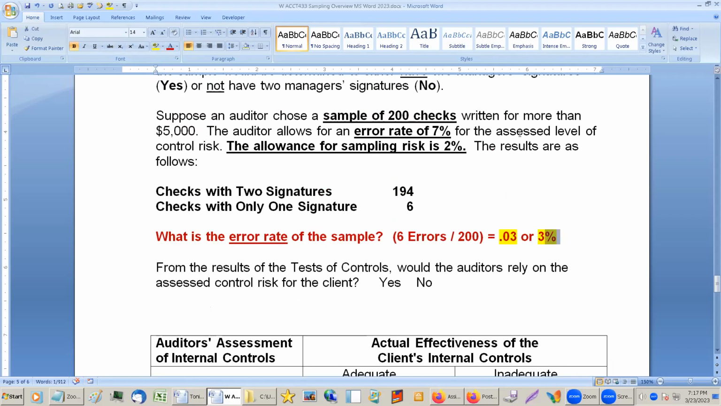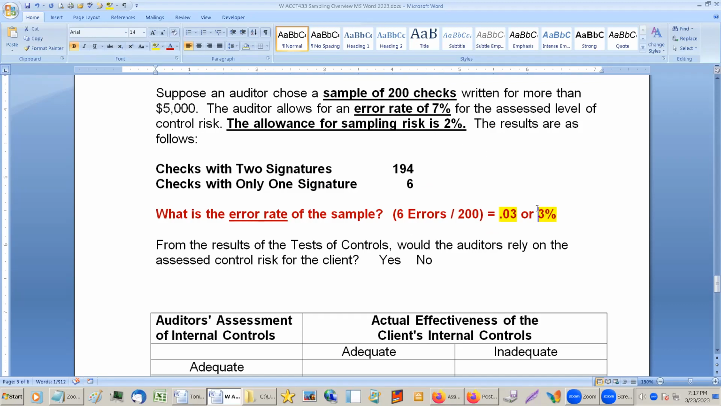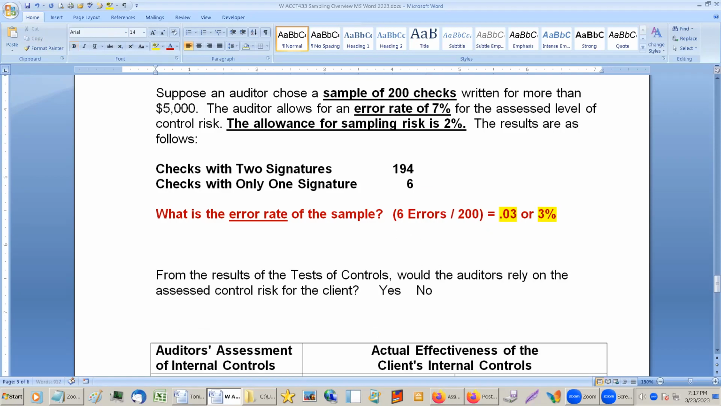Now, our allowance for sampling risk is 2, so this could be 3%, basically plus or minus 2. Now, the -2, we're probably not too worried about, if the actual error rate is less, but the +2 is more and more what we're worried about. You could do it -2 too, if it's a regular two-tailed test. So 5% is the upper limit on this.